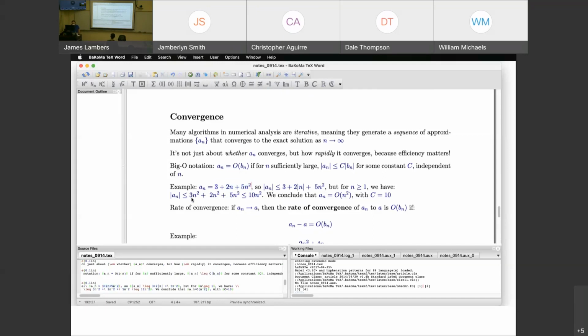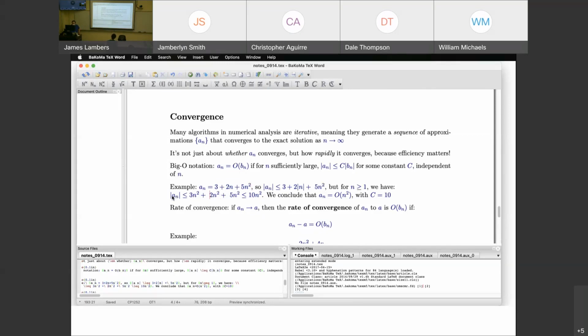For instance, I can replace 3 and 2n by 3n squared and 2n squared, because n is a natural number, greater than or equal to 1. In that case, I have this upper bound, which allows me to combine these terms, and I can say that the terms of the sequence are less than or equal to 10n squared. So I can say that this sequence is order n squared. In this case, the constant c is equal to 10.